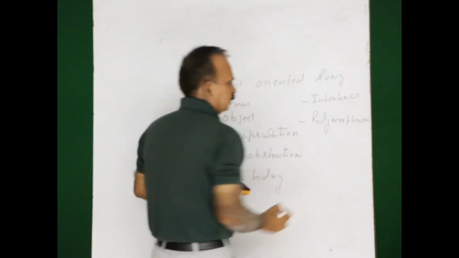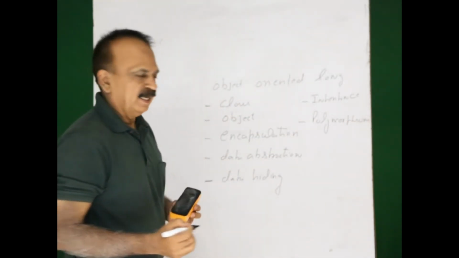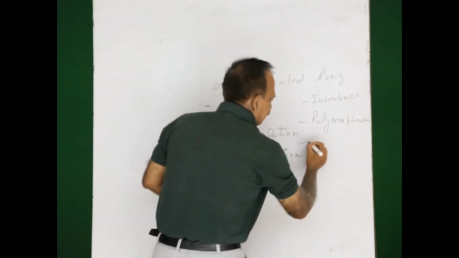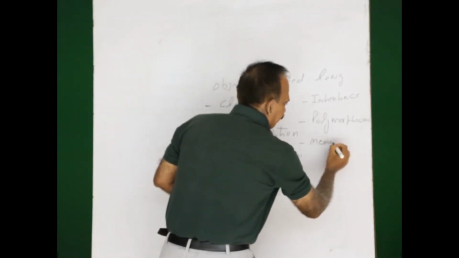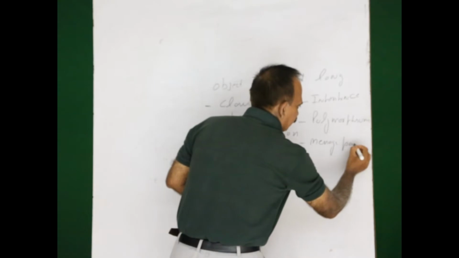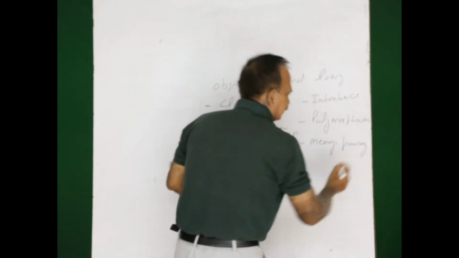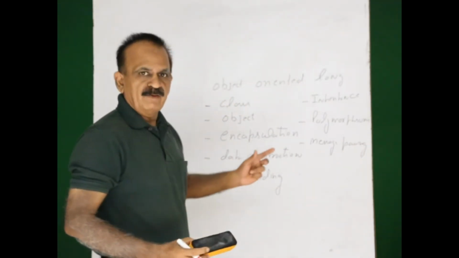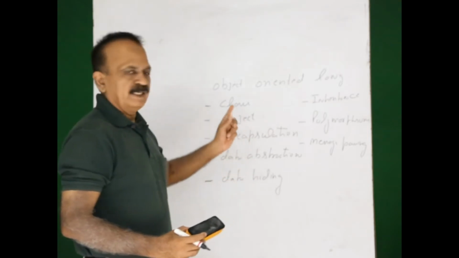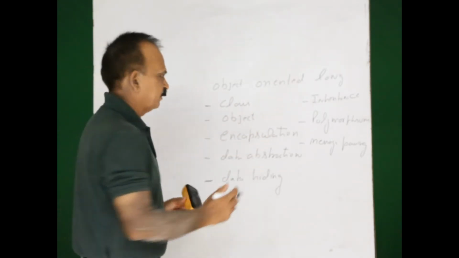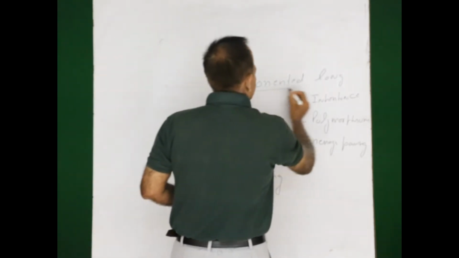This is another word that is very important. And another one is message passing. The message passing is another one. So we will discuss these features one by one with object oriented programming language. The first one is a class.